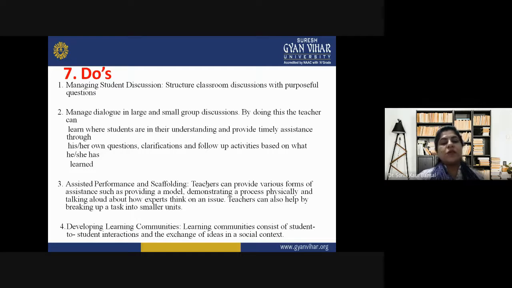Then assisted performance and scaffolding. Scaffolding is understanding one thing after another. So the teacher can provide various forms of assistance such as providing a model, demonstrating a process physically, and talking about how experts think on an issue. Teachers can also help by breaking up a task into smaller units. Developing learning communities consists of student-to-student interaction in the social context. So it is very important that the teacher must take care of this.